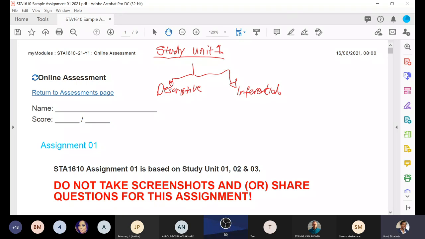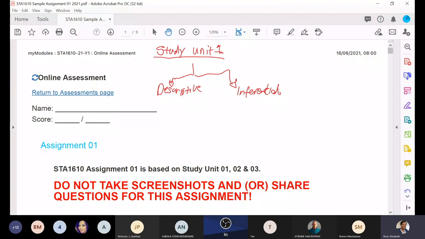So we do descriptive statistics in your chapters 1, 2, 3, and a little bit of 4, because 4 is basic probabilities. And then we do inferential statistics in your chapters 6, 7, 8, 9, 10, 11. Those study units are where we do inferential statistics, where we do confidence intervals and hypothesis testing. That's part of inferential statistics. So you need to know how to differentiate the two.